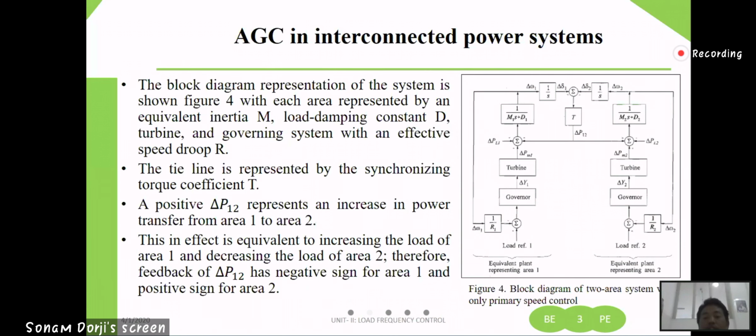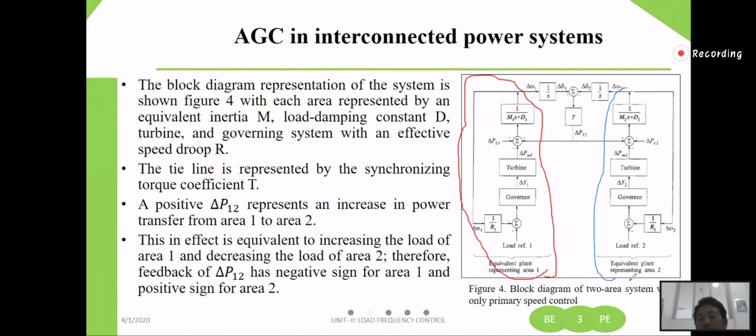So that is the electrical equivalent circuit which we have drawn. Now we will explain it in terms of a block diagram. Let's say this is area 1, and another one is area 2. So this is area 2.